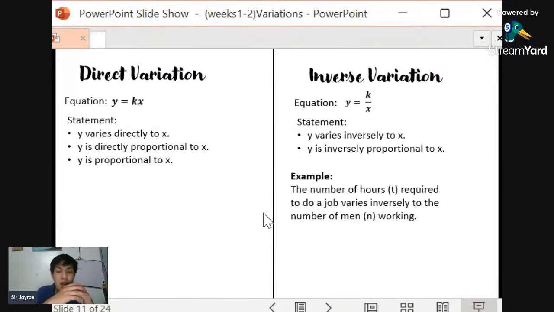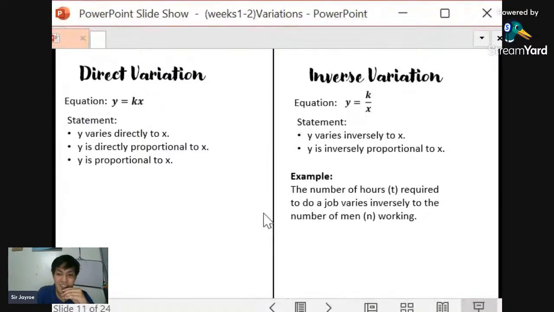Now, example, the number of hours T required to do a job varies inversely to the number of men working. So that is the statement. Oh, it's your turn now. So what is the equation for this? Take note, we are talking about now inverse variation.